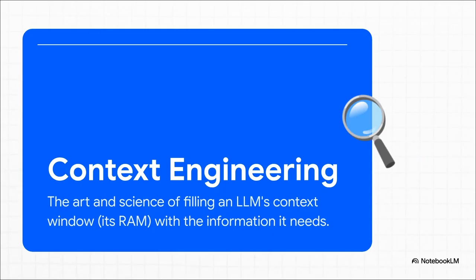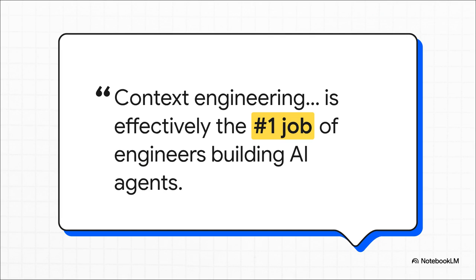So, what is context engineering really? Well, AI pioneer Andrej Karpathy came up with the perfect analogy. Think of a large language model, the LLM, as the brain or the CPU of a computer. If that's the case, then its context window is the RAM. It's the AI's short-term working memory. And context engineering, well, that's the whole art and science of managing what information you're loading into that limited RAM at any given moment.